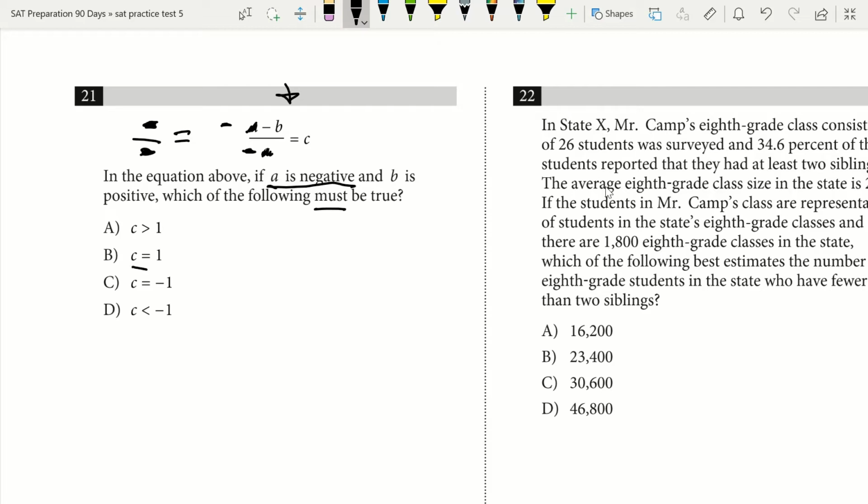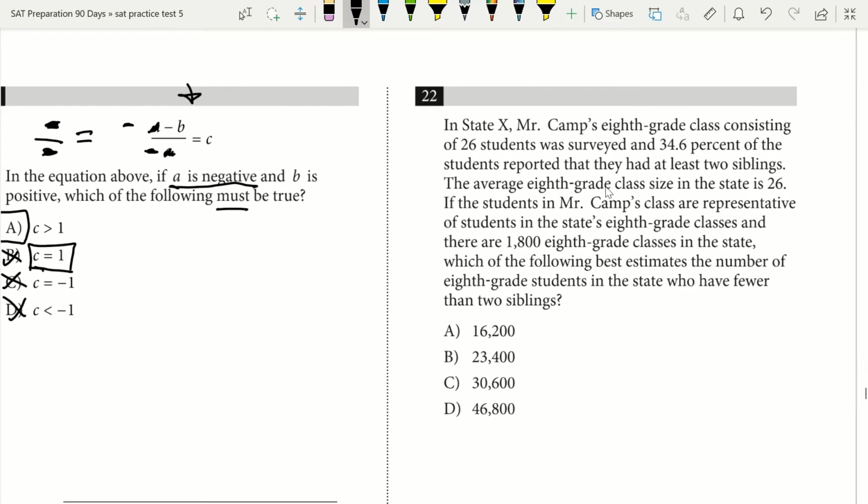We can't say for sure C is going to have to equal 1. We can't say it has to equal 1 because we don't know what A and B are as far as what their constants are. But we can say it's going to have to be something positive. So our answer there is going to have to be answer choice A. As far as C, that shows a negative. D also shows a negative. So those are both wrong. So our answer for 21 there is going to be A.